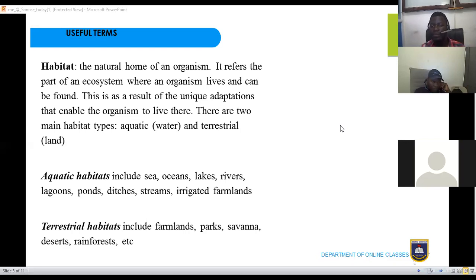Then there's a third one, which is the arboreal habitat. Arboreal gives the idea of habitats that are in the air or in trees. So you see nests of birds in trees. You see some animals that are restricted to living in trees. Examples are the koala, the bush baby, and so on and so forth. These animals are limited to living in trees, and they live in what we call the arboreal habitats.